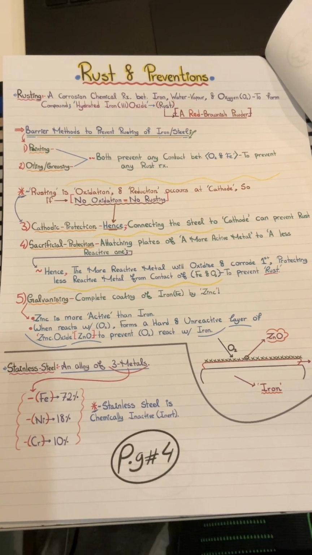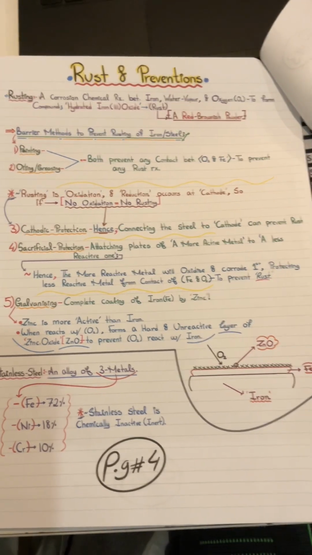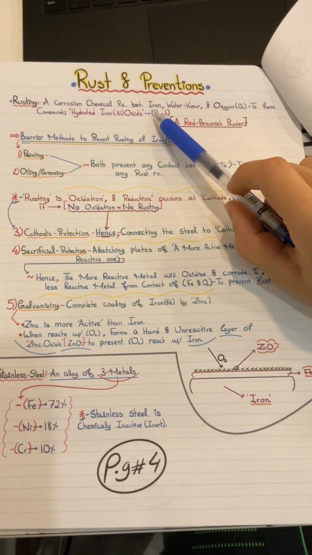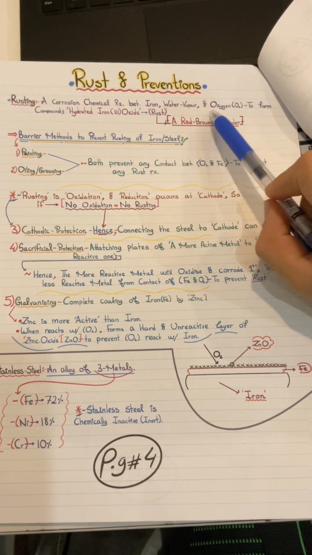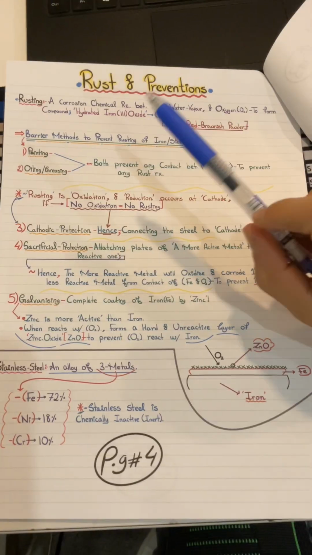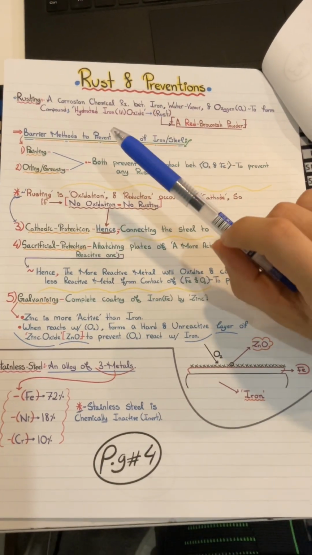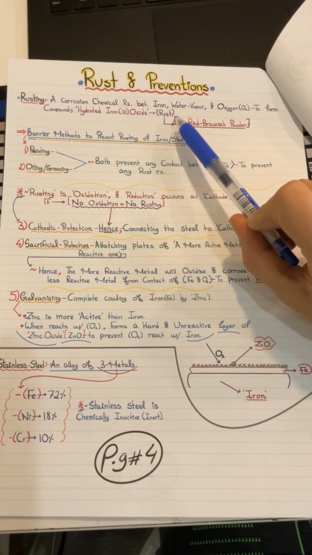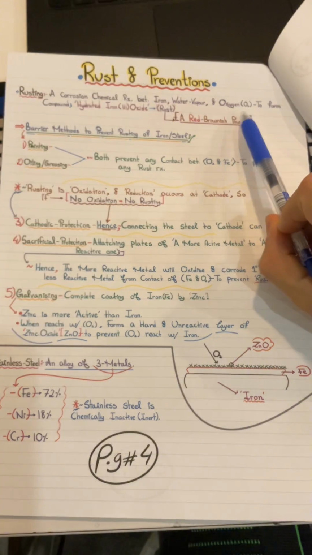Rusting and its prevention. What is rusting? Rusting is a corrosion chemical reaction between iron, water vapor, and oxygen, Fe, H2O, and O2, to form a compound. What is this compound? Hydrated iron oxide. Hydrated iron oxide is known as rust, a red brownish powder.